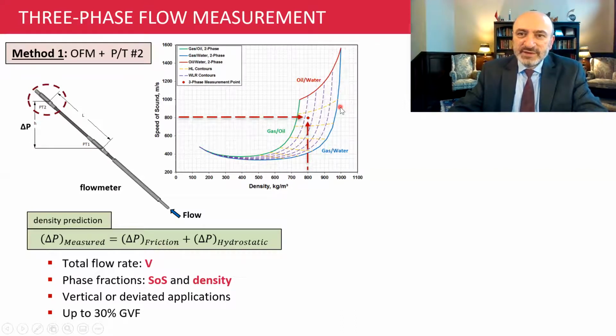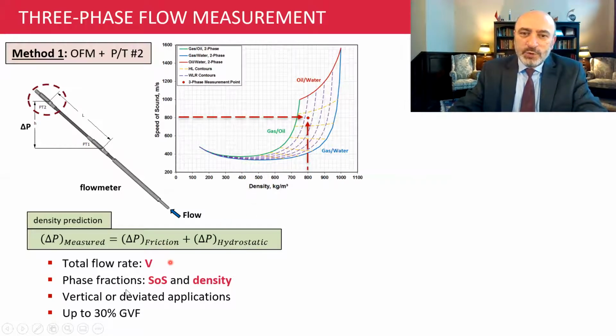So we have done extensive flow loop testing with this method, and we have determined that as long as the gas volumetric fraction is at or below 30%, we are staying within this region here, this high resolution region, and we are able to measure the three-phase flow. So above 30%, now it becomes fuzzy, and it is very difficult to make that measurement.